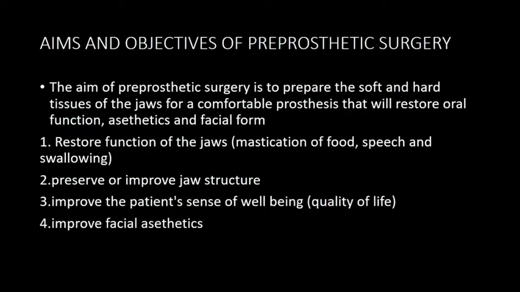Aim and objective of the prosthetic surgery. The aim of the prosthetic surgery is to prepare the soft and hard tissue of the jaw for comfortable prostheses that will restore the oral function, aesthetic, and facial form. Restore function of the jaw, mastication of food, speech, and swallowing. Preserve or improve jaw structure. Improve the patient's sense of well-being. Improve facial aesthetic.